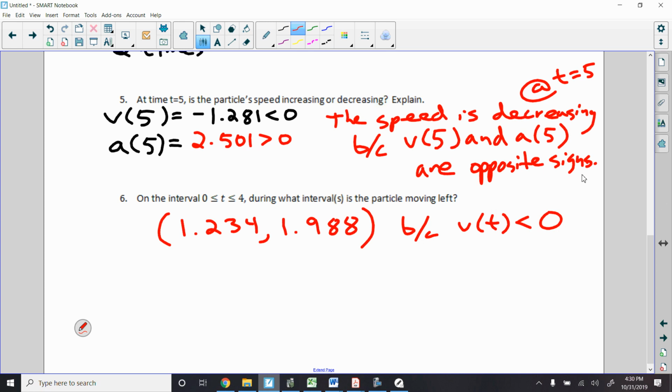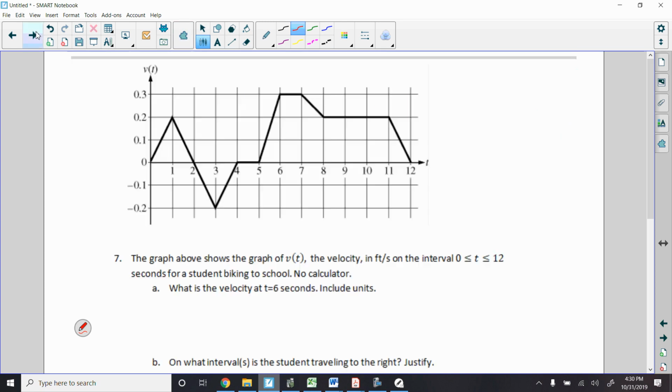All right, I'm just going to buzz really quickly through these last ones because we're running out of time. On a velocity time graph like this, if they want the velocity, we can just read it. V of 6 is 0.3. Units would be feet per second. Traveling to the right would be when velocity is positive. So we'd say from 0 to 2, union 5 to 12, because that's where v of t is positive.